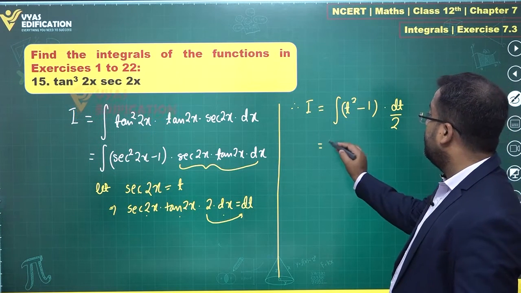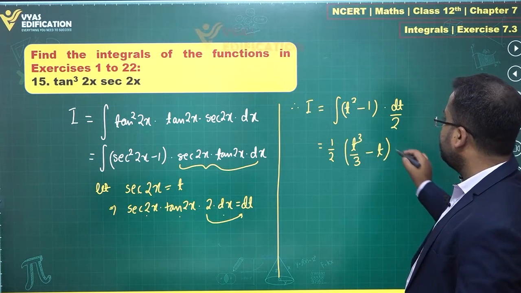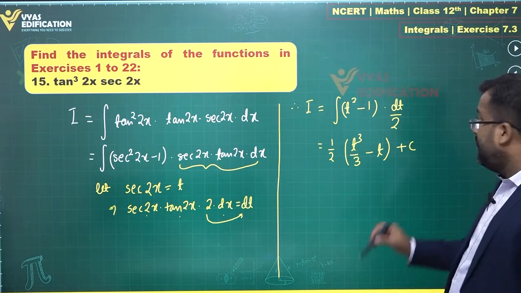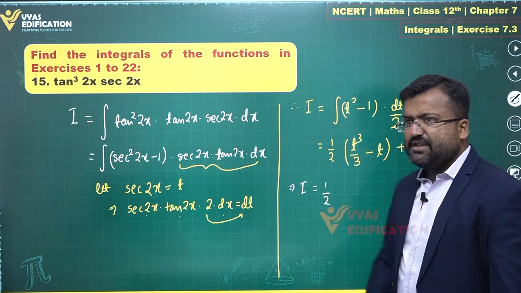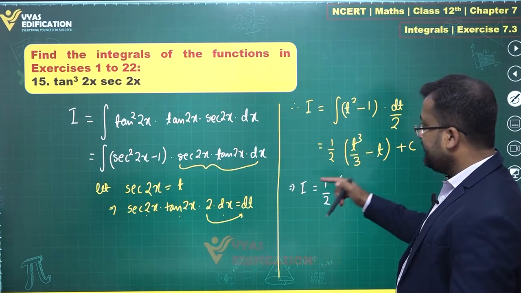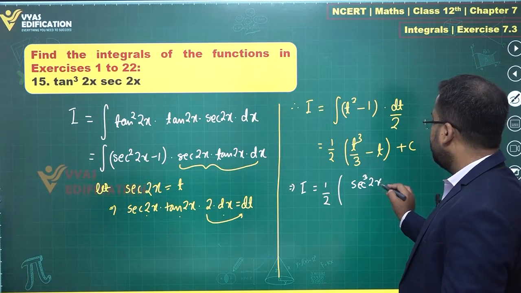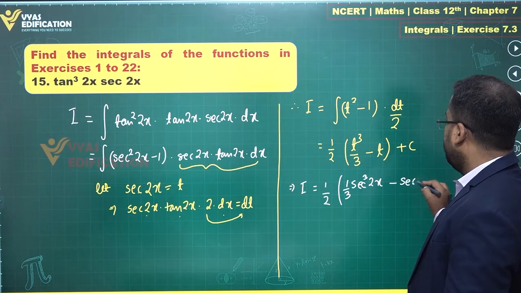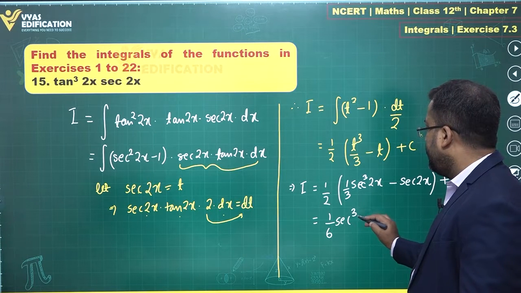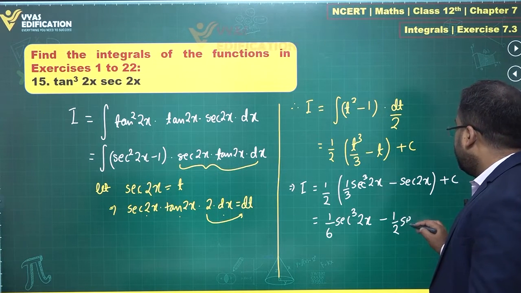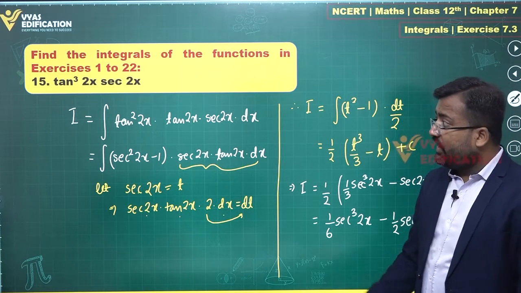This 2 can come out. Integral of t square is t power 3 by 3 minus integral of 1 is t plus a constant of integration. And therefore the final answer that you'll obtain, 1 by 2 is okay. Let's substitute back. This t is sec 2x. So this is sec cube 2x, 1 by 3 is outside, minus sec 2x plus constant, or you can write it as 1 by 6 sec cube 2x minus 1 by 2 sec 2x plus constant. That is the answer for this question over here.